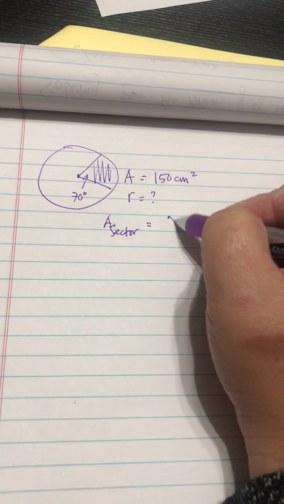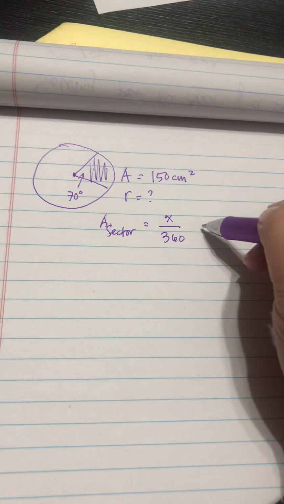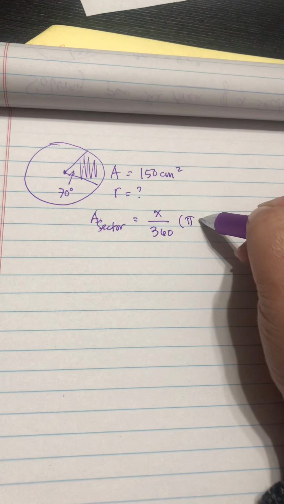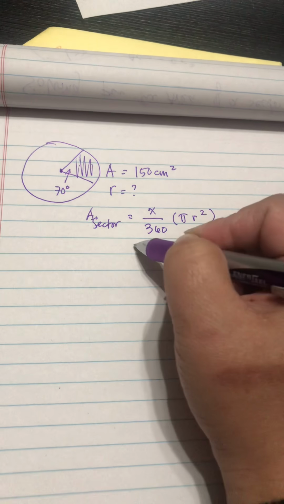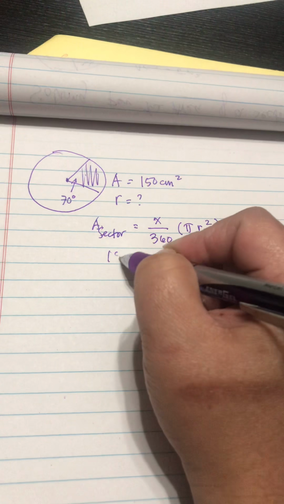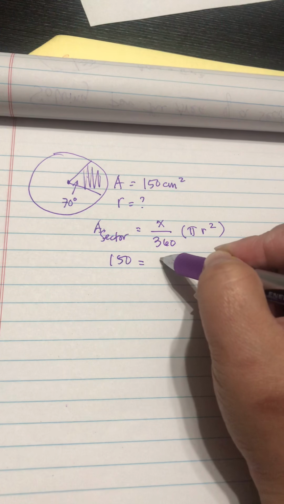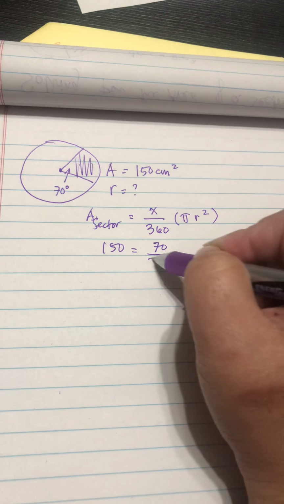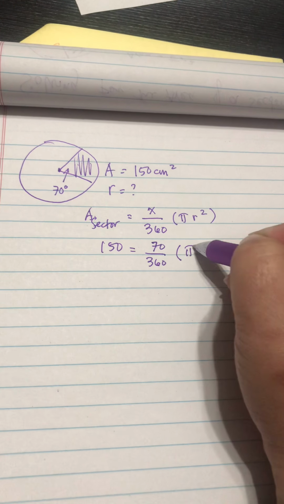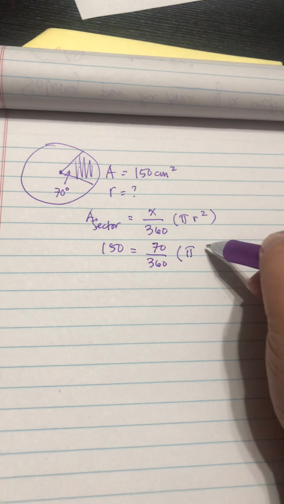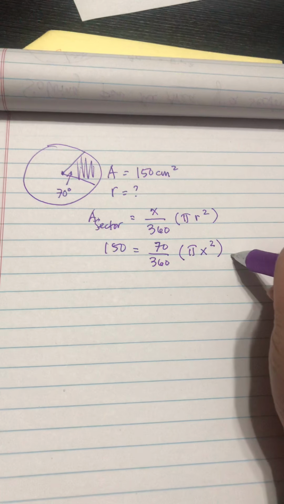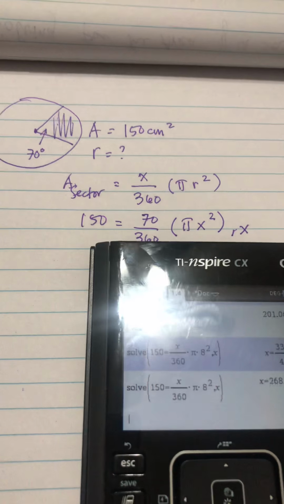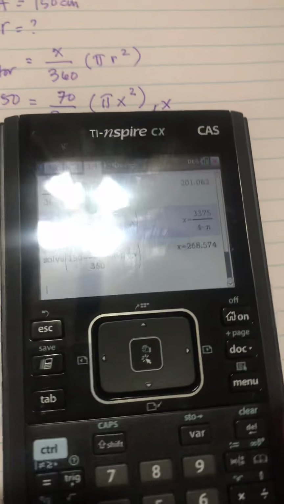So area of the sector is equal to central angle over 360 times pi r squared. And plug in the values, you will have 150 equals, we have the central angle, which is 70 over 360 times pi. This time our radius is missing, so we'll have to put x squared, then comma x. Okay, so plug that in the calculator. We will be doing the same numerical solve.